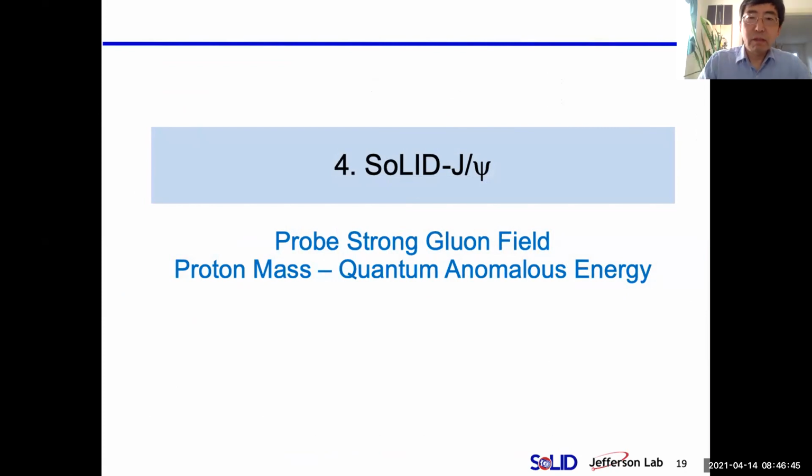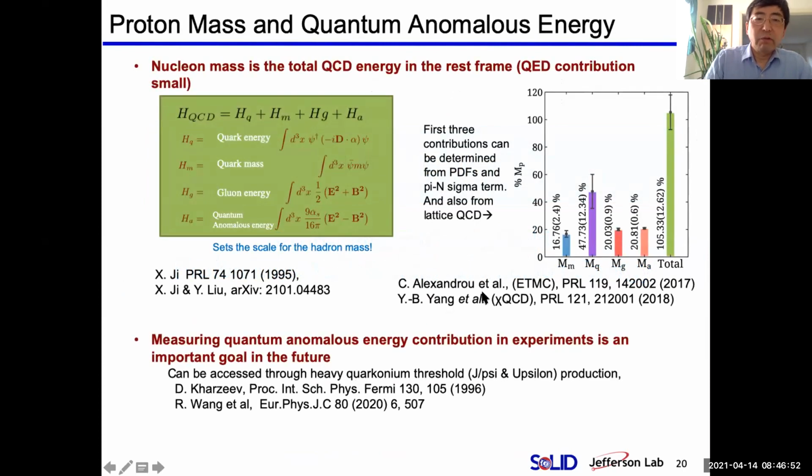Okay, I go to the last pillar of the physics. It's the J/psi experiment. And J/psi will provide information to help you understand the proton mass, in a way which uses Xiangdong Ji's way of separating this. You can see the Hamiltonian, which relates to energy, can be separated into the quark energy, quark mass, gluon energy, and then the quantum anomalous energy. That's the part which we know very little about, and the others you can get from various different sources. So to learn about this anomalous energy, what they used to call the trace anomaly, how to get this is a discussion that has recently heated up.